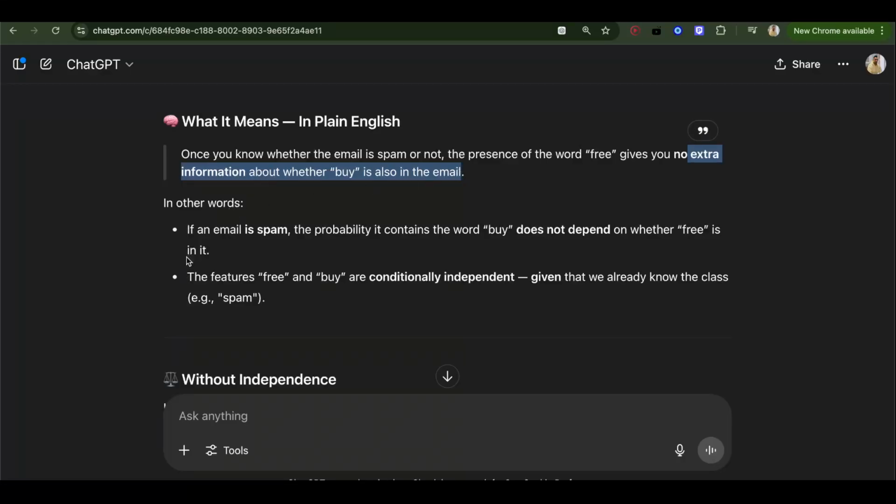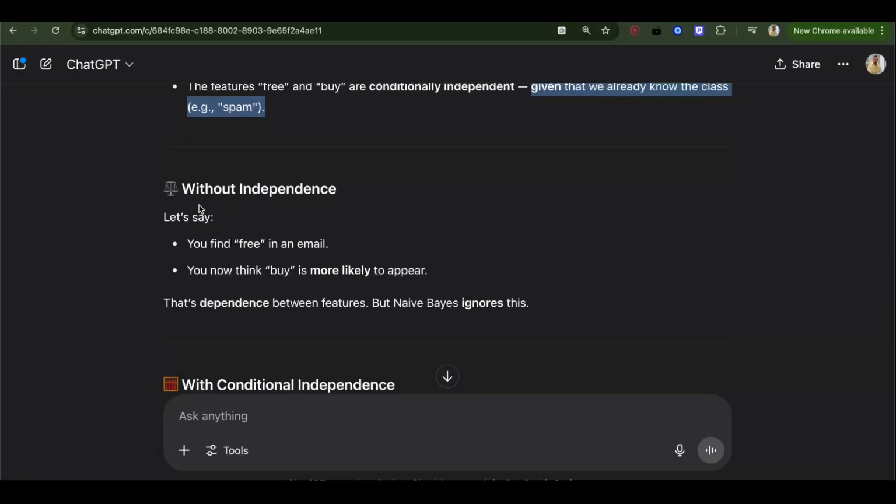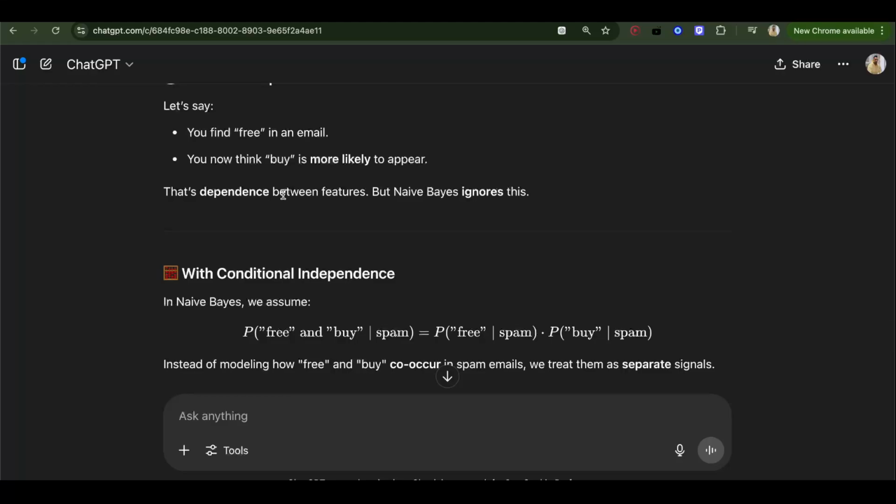In other words, if an email is spam, the probability of it containing the word buy does not depend on whether free is in it. The features free and buy are conditionally independent, given that we already know the class. If we already know the class, for example spam. Without independence, let's say you find free in an email. You now think buy is more likely to appear. That's dependence between features, but naive Bayes ignores this.